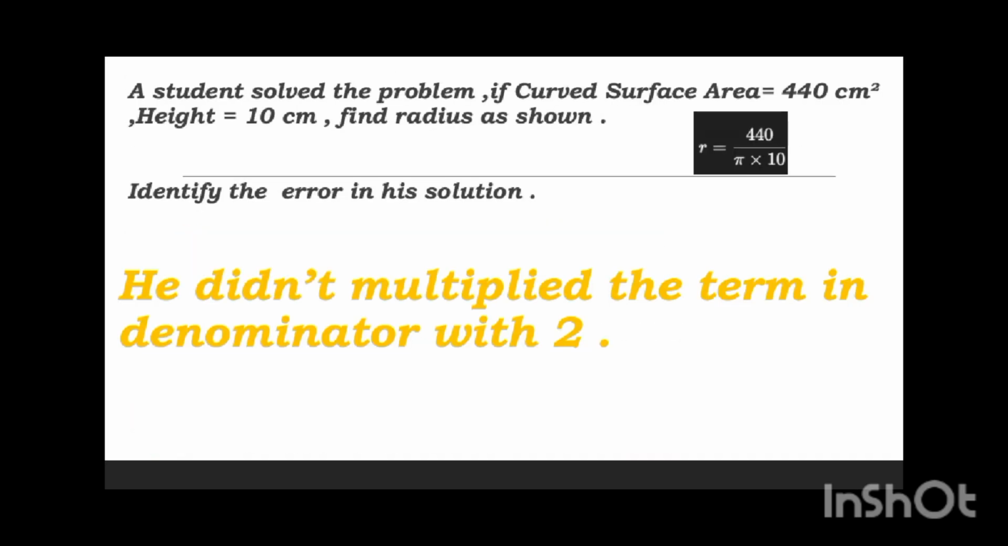Now a student solved the problem. If the curved surface area is equal to 440 centimeter square and height is equal to 10 centimeter, find the radius as shown. Identify the error in his solution. So what he did in this problem is that he did not multiply the term in the denominator with 2, which he had to.